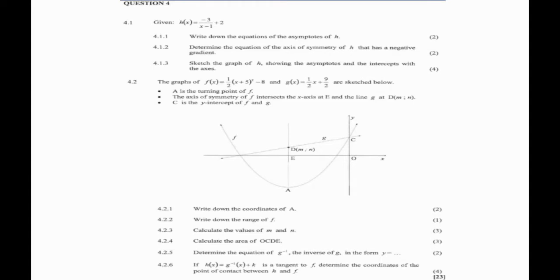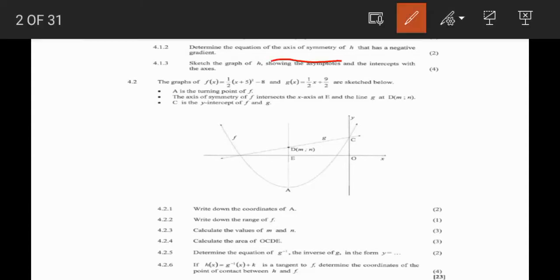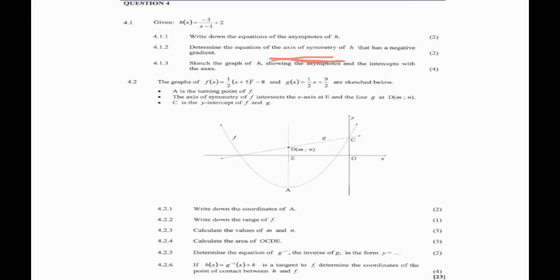That's it. You can see it. Then it says 4.1.2, determine the equation of the axis of symmetry. So what are we talking about when we say axis of symmetry? The axis of symmetry is the line that divides the two wings of this graph into two equal parts, right? So it's like a mirror that if you put it there, it would divide the graph into two equal halves, right? Then determine the equation of the axis of symmetry of H that has a negative gradient.